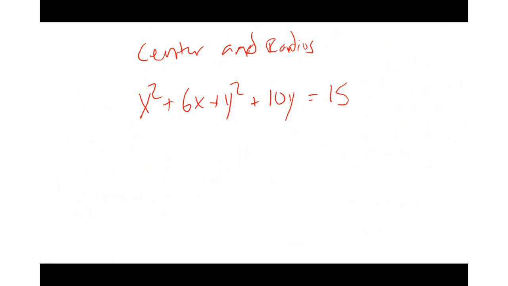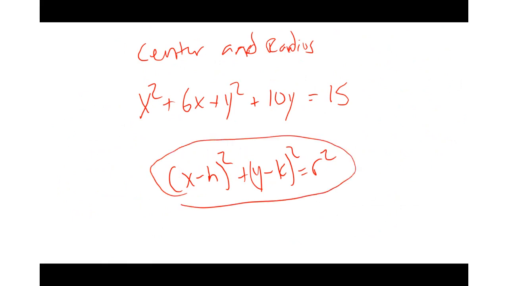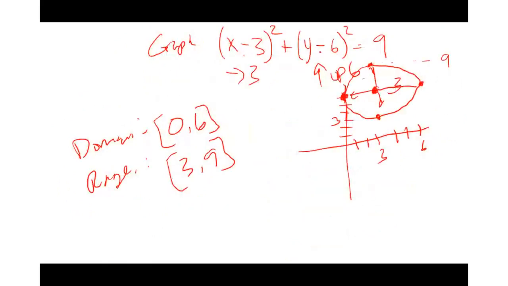Now, how do I find the center and the radius when it's given like this? The way we're used to seeing it is in this form. All the ones that we've done up to now have been this way.